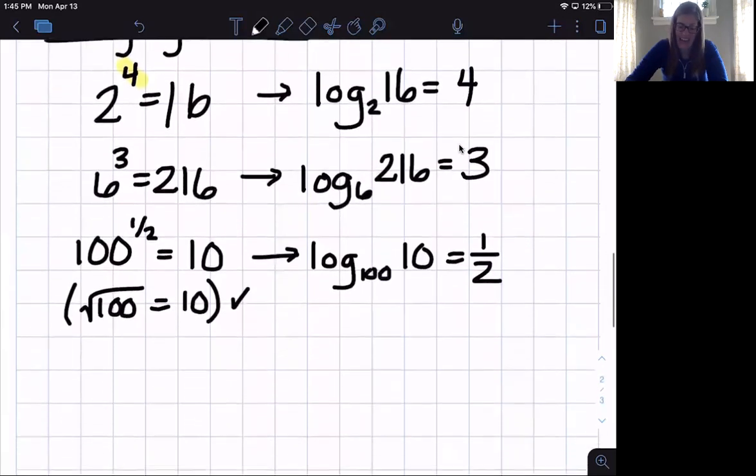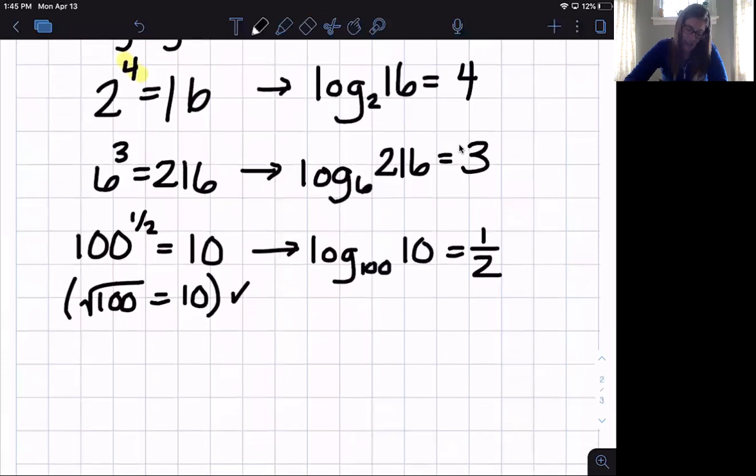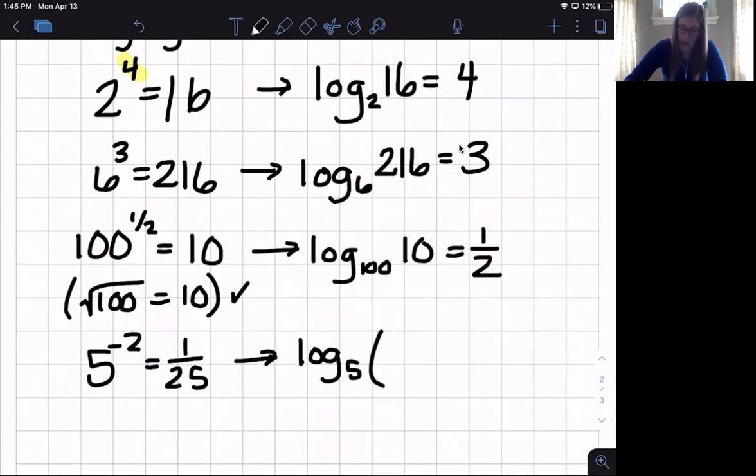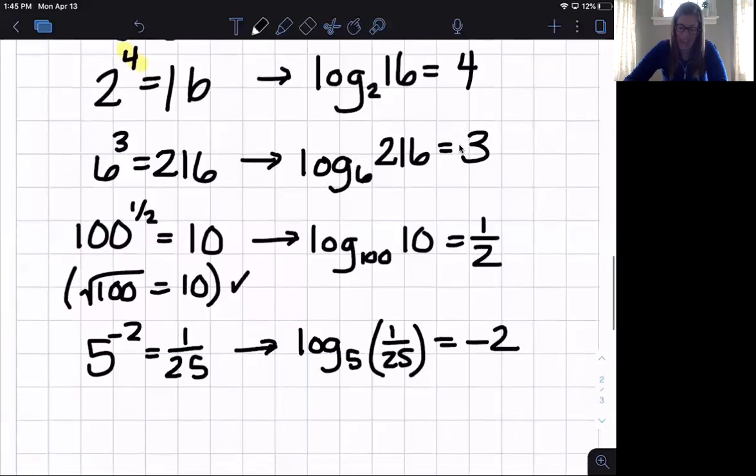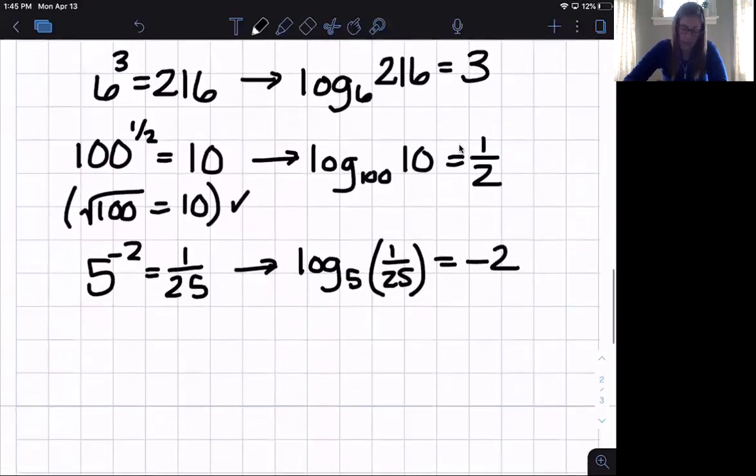Let's see, I'll do one with a negative exponent. So we agree that 5 to the negative 2 is equal to 1 over 25, because that would be 1 over 5 squared. And then that's going to turn into the log base 5 of 1 over 25, and it equals the exponent, which is negative 2. And then we can change forms. We can go the other way as well.